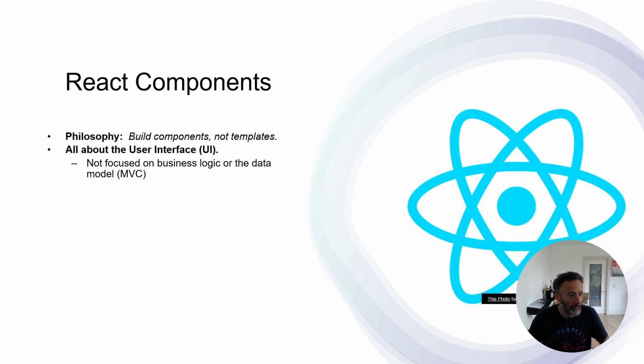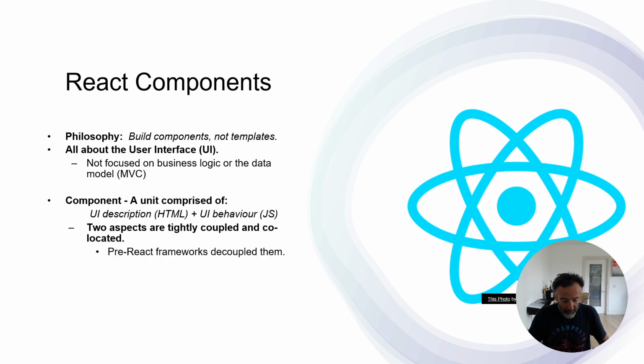So what is a React component? The philosophy in React is we build components, not templates. The templating is combined into the component. It's all about the user interface. It's not focused on business logic or the data model, which is what happens in MVC. What we do is we build components, and the component combines a user interface description, which we would do in HTML, and which you are familiar with, and behavior, which we can program with JavaScript. These two aspects, the description and behavior, are tightly coupled and co-located in a React component.